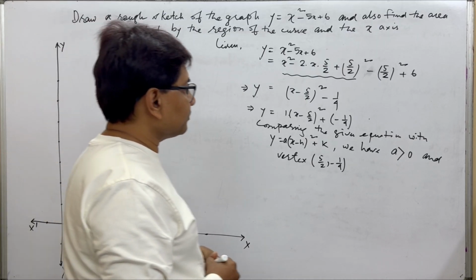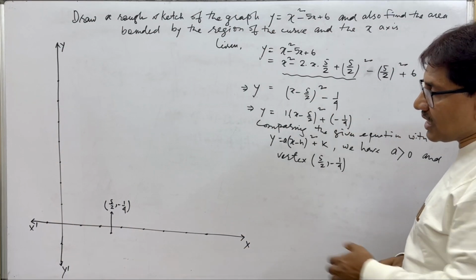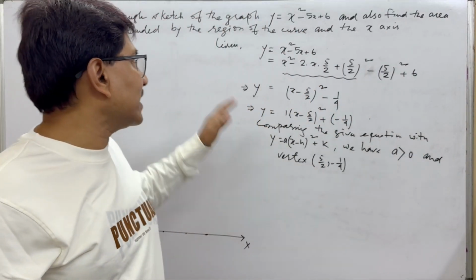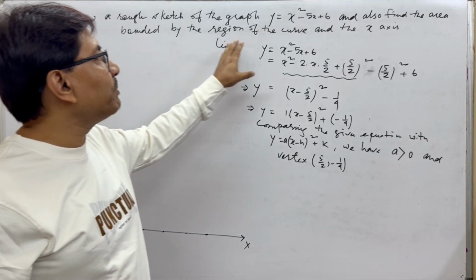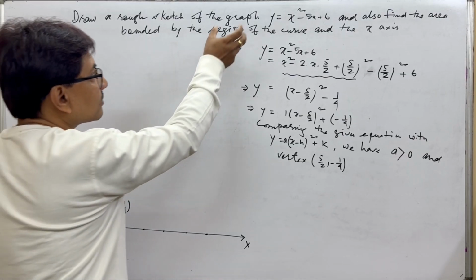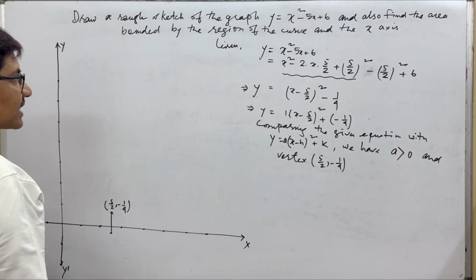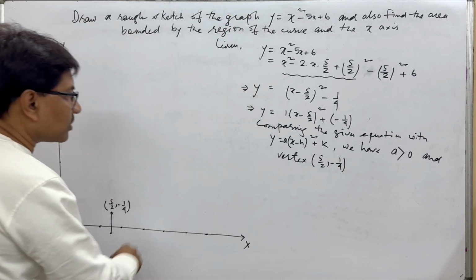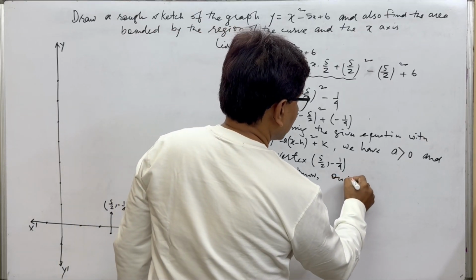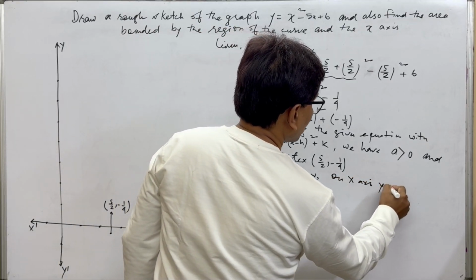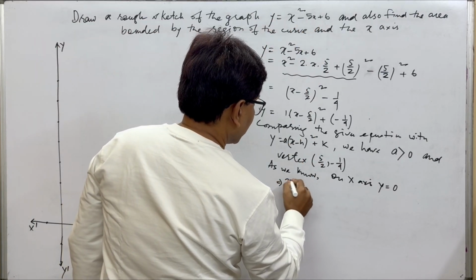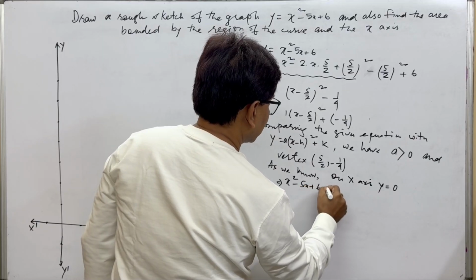Now the question arises that this parabola should cut the x-axis, and we also have to determine whether it is intersecting the y-axis or not. Then only we can get a complete sense of the graph. So how to understand at which point this particular graph is intersecting the x-axis? As we know, on the x-axis y equals to 0. Therefore, x square minus 5x plus 6 equals to 0.